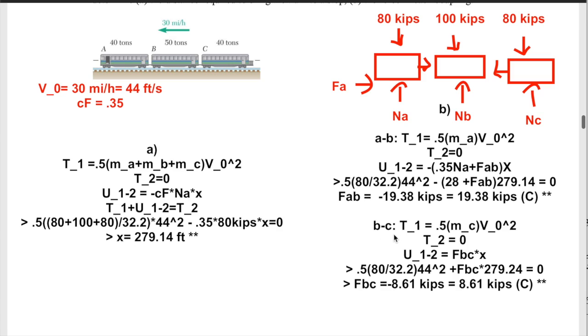We do a similar thing for the coupling at B to C. We're doing it for cart C, with the same equation for our kinetic energy. The final is still 0. The work being done is the force that C puts on the rest of the carts times the distance. Plug it into our equation, and we find that the force is negative 8.61 kips, which correlates to 8.61 kips of compression.